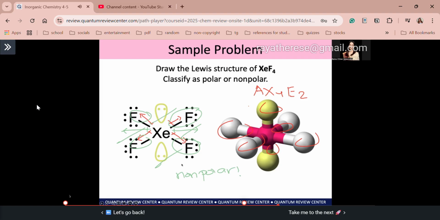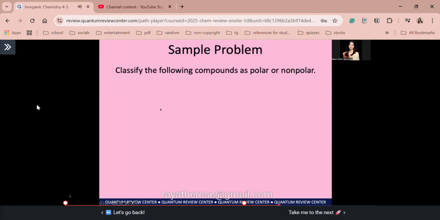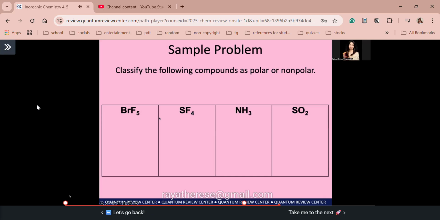Bakit, guys? Because this molecule, specifically AX4E2 square planar molecules, they are highly symmetric. Okay? Meaning, lahat ng dipoles niya and lone pairs will cancel out. Okay? I hope that's clear. Now, another sample problem. O, kayang-kaya yan, guys. Okay? So, pause the video first and try to answer.